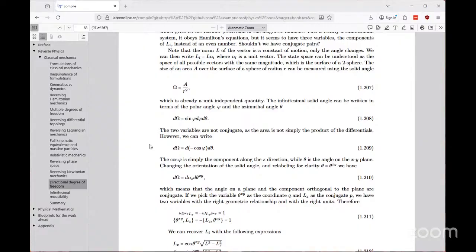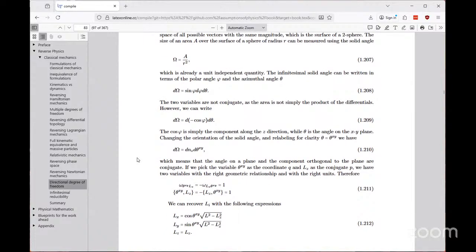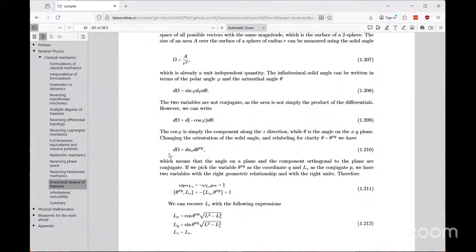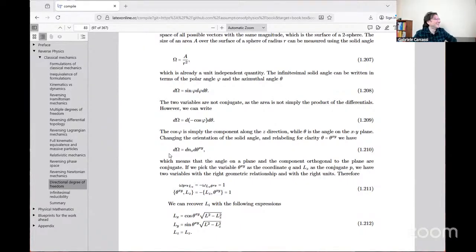The two variables are not conjugate, as the area is not simply the product of the differentials. However, we can write d sigma equals minus d cosine phi d theta. The cosine phi is simply the component along the z direction, while theta is the angle on the xy plane. Changing the orientation of the solid angle and relabeling for clarity, theta equals theta xy, we get d sigma equals d Lz d theta xy. Sorry, it's omega, not sigma. Yes, d omega, right.